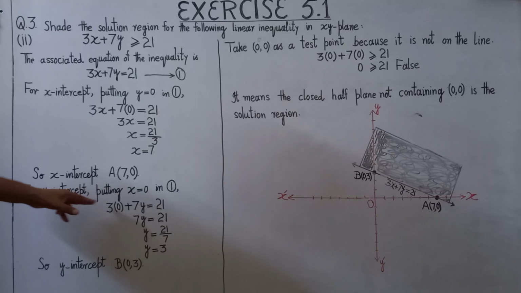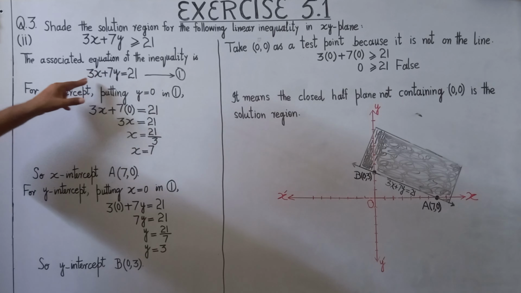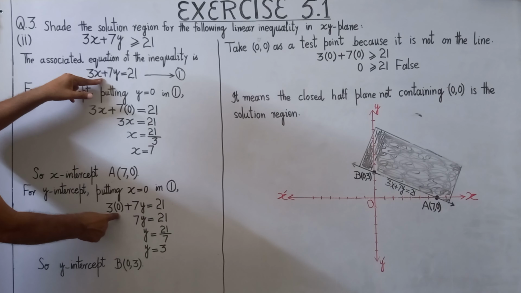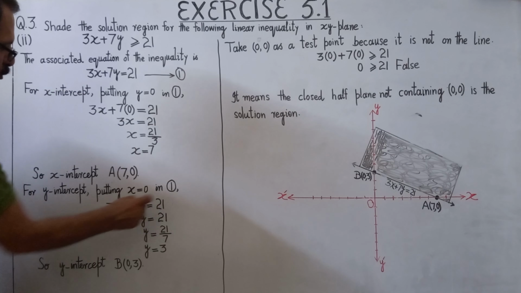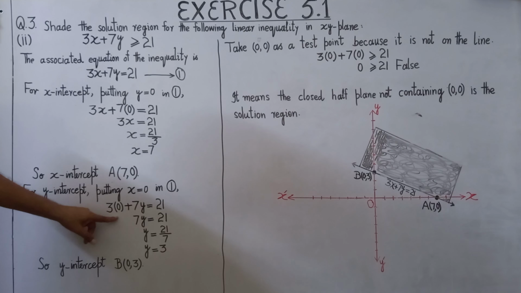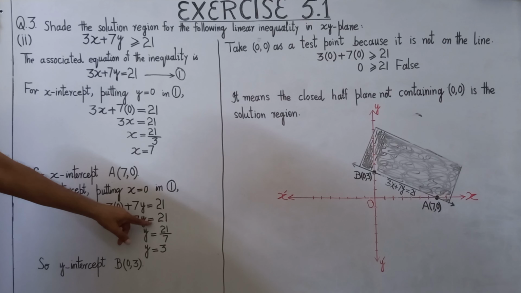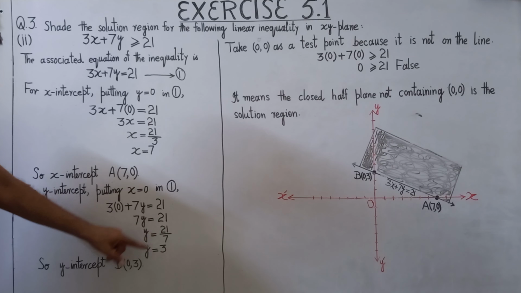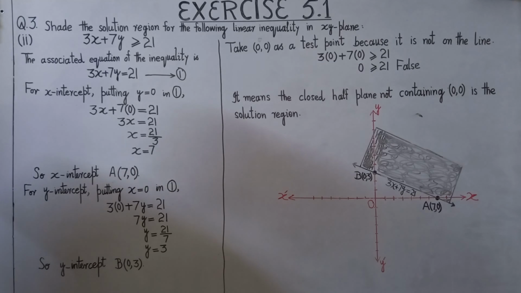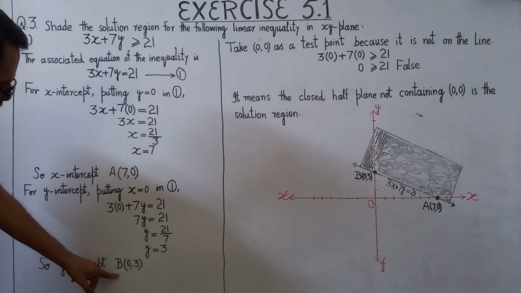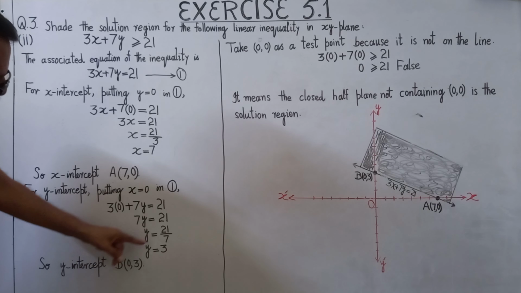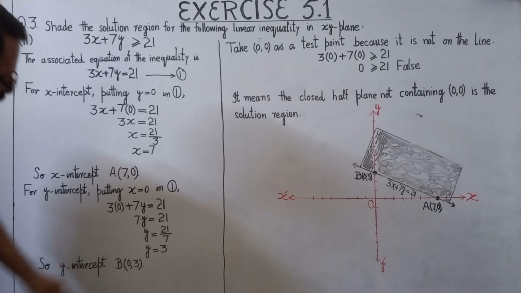For y-intercept, putting x equal to 0 in equation 1, 3 zeros are 0, plus 7y is equal to 21. 3 zeros are 0, 0 plus 7y is 7y, equal to 21. Dividing both sides by 7, 7y over 7 is y, 21 over 7, 7 threes are 21. So y-intercept, that is B, has coordinates: first write x coordinate, which is 0, then write y coordinate, which is 3.